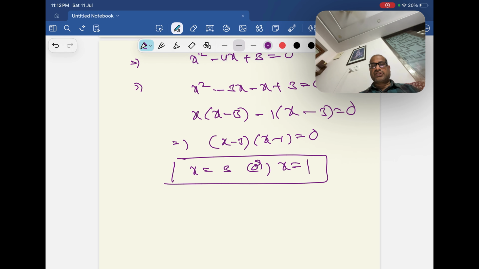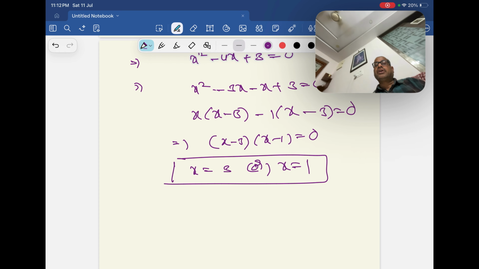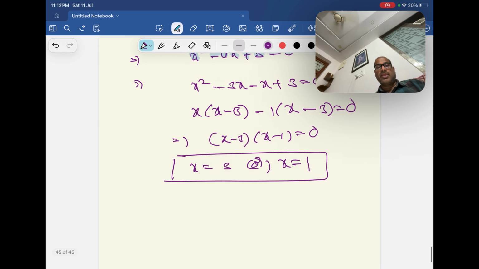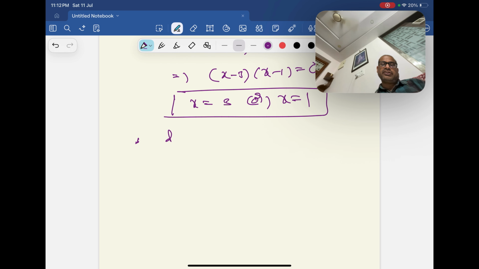Now, how do we confirm whether the function is at a maxima or minima at x equal to 3 or x equal to 1? To confirm, let us take the variation of slope. That means d by dx of dy by dx, the second derivative.